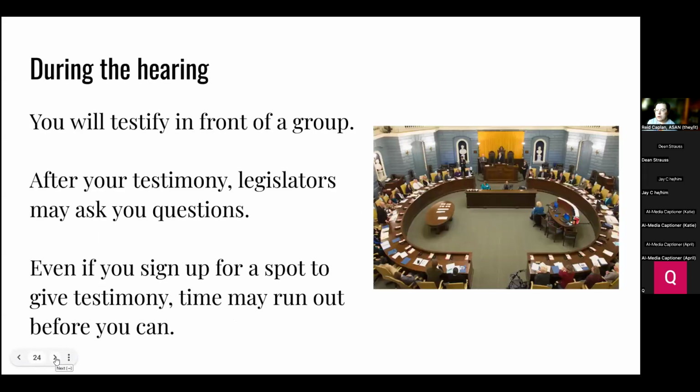And so during the hearing, you'll testify in front of a group of legislators and other people who will be testifying. And then after your testimony, your legislators might ask you questions. Again, if you don't know the answer to a question, don't make one up because they will fact check. But you can offer to send follow-up information directly to the email addresses of your legislators or their staffers after the hearing to give them that information.